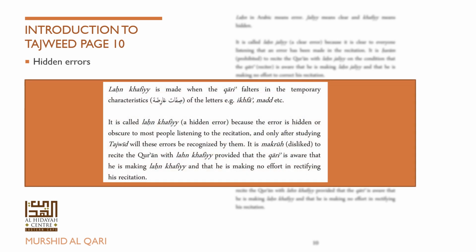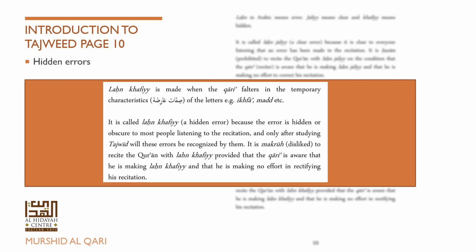Carrying on, lahan khafi is made when the qari falters in the temporary characteristics, the sifat arida, which we'll get to later in the book. So he falters in the temporary characteristics of the letters, example ikhfa, mad, etc. It is called lahan khafi, a hidden error, because the error is hidden or obscure to most people listening to the recitation, and only after studying tajweed will these errors be recognized by them. So sometimes when you study a little bit of tajweed, you will be able to pick out these subtleties, these mistakes.